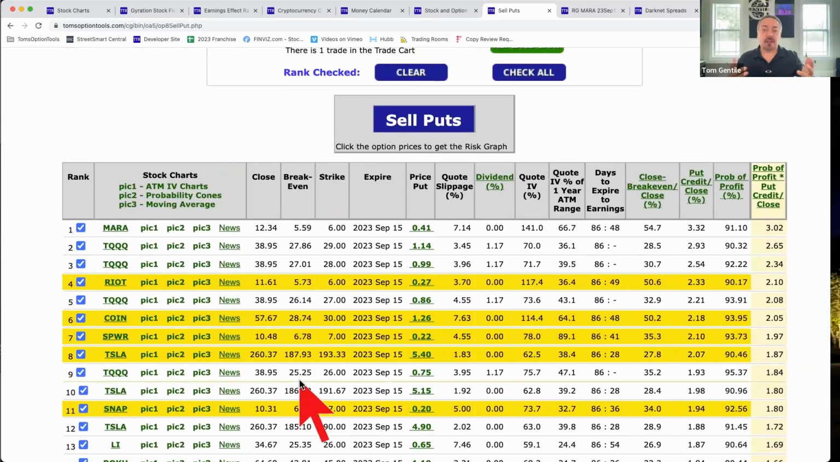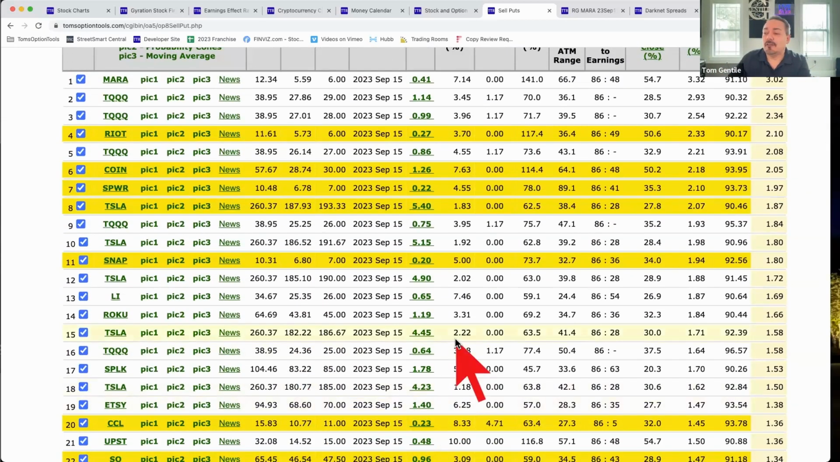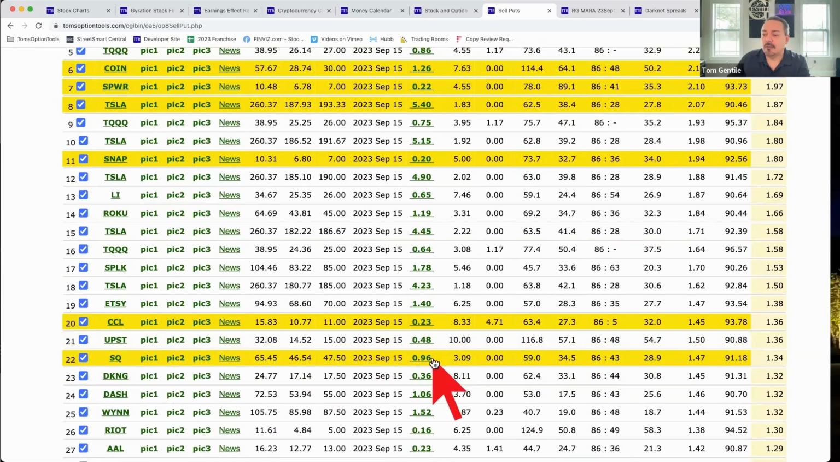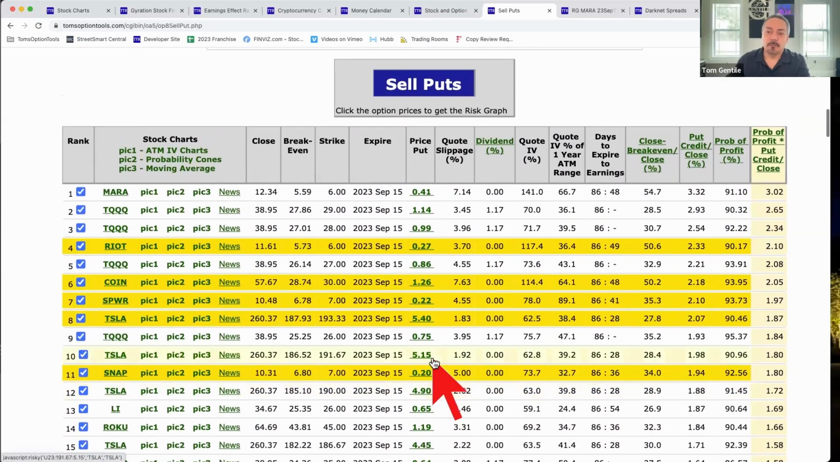And this list changes from day to day. But what's interesting about a lot of this list is that there's a $6 put, there's a $7 put, there's an $11 put. And some of the highest probability put sells are in the cheaper stuff. Now, you've got to take a look at this for yourself. You've got to say, would I be willing to own this stock if it gets down to that price?